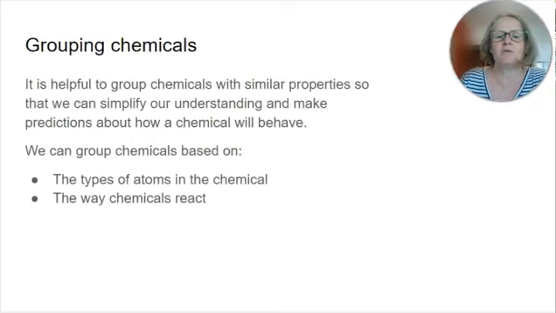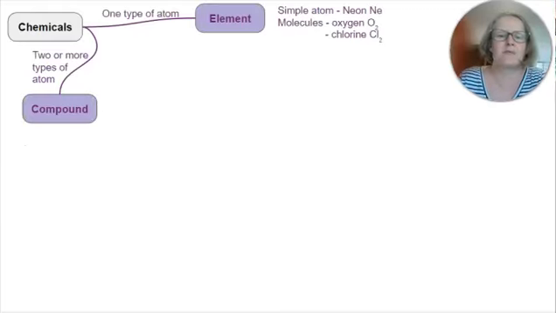It is helpful to group chemicals with similar properties so that we can simplify our understanding and also make predictions about how a substance, a chemical, will behave. And we can group chemicals based on the type of atoms that are present in the chemical and the way that the chemical reacts. So let's have a go at grouping chemicals.